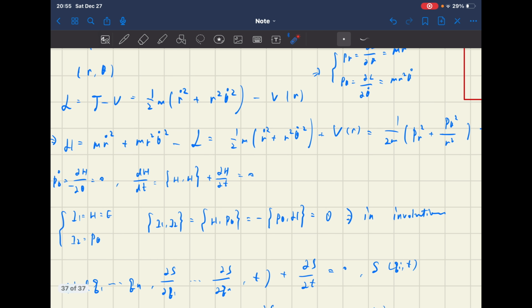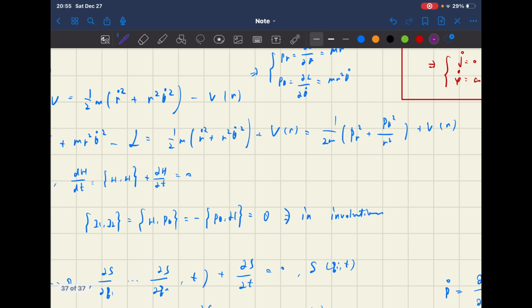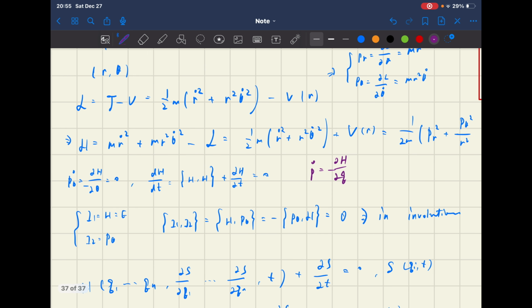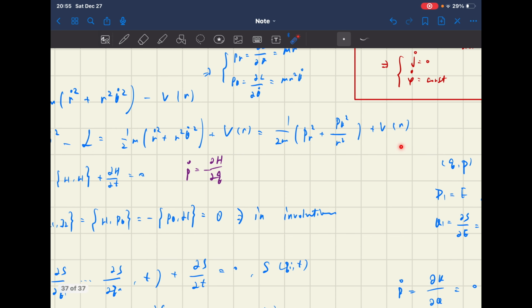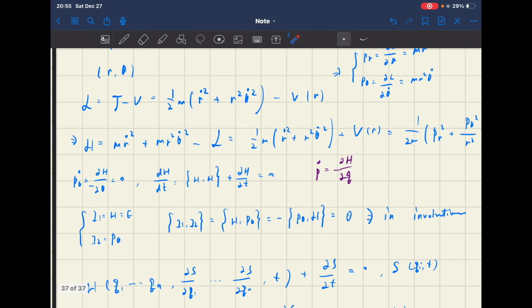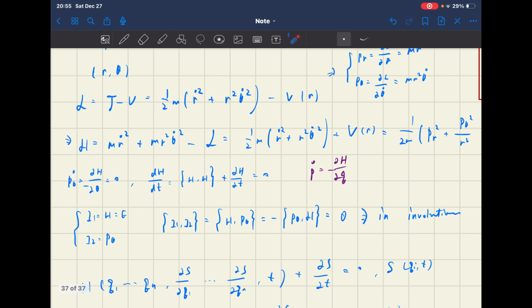We then substitute the Hamiltonian into Hamilton's equations, where the derivative of p is equal to negative partial of H over partial of q. Here we discover that the derivative of p_theta, which is equal to negative partial of H over partial of theta, will become 0 because the Hamiltonian does not explicitly contain the coordinate theta. So yeah, this is conserved.